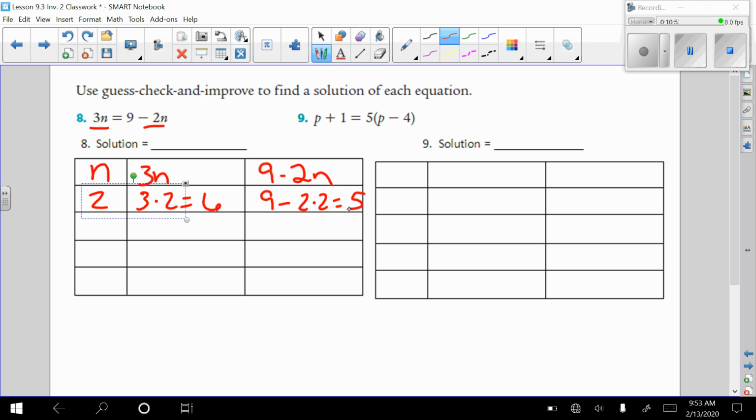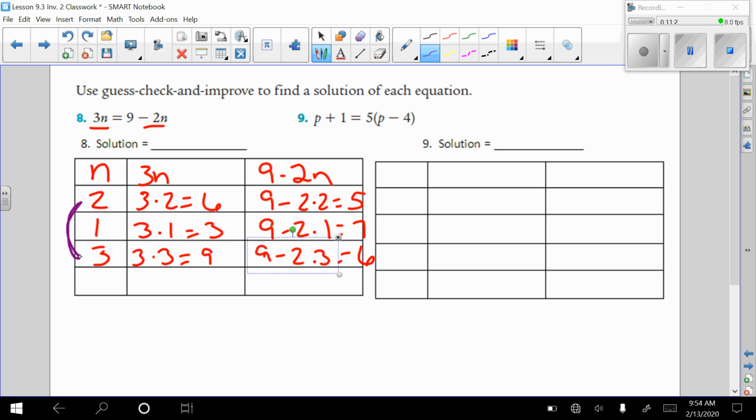So maybe I need to go up or down. That's your decision to make at this point in time. If I went down, I had 3 times 1, which equals 3. 9 minus 2 times 1 equals 7. I got further apart, so maybe that wasn't the best way to go. Well, we know that the answer possibly could have gone up. So if I did 3 times 3, I give 9. 9 minus 2 times 3 equals 6. I'm 3 apart there where I was 1 apart with 2. That's kind of my indication that this answer maybe comes between there or maybe comes between 1 and 2.